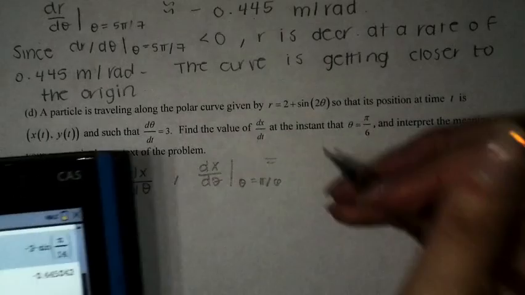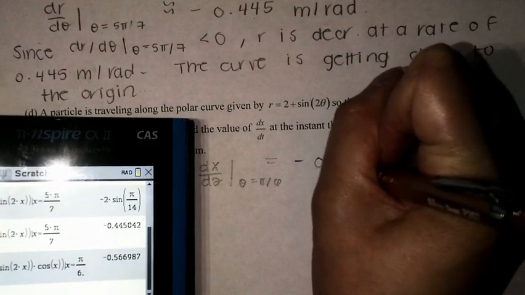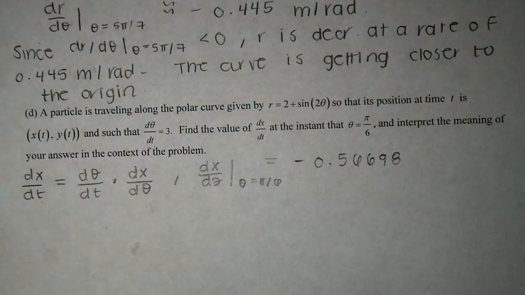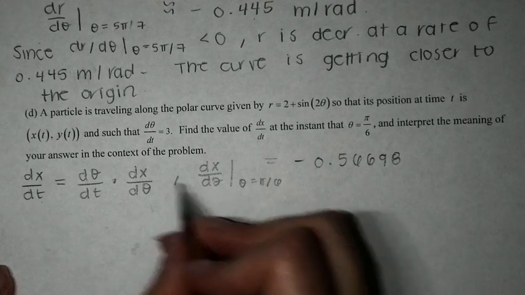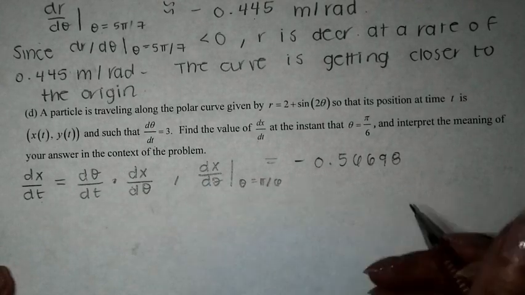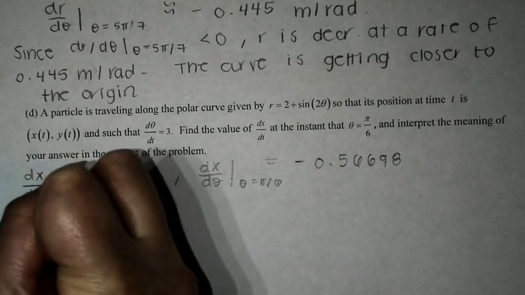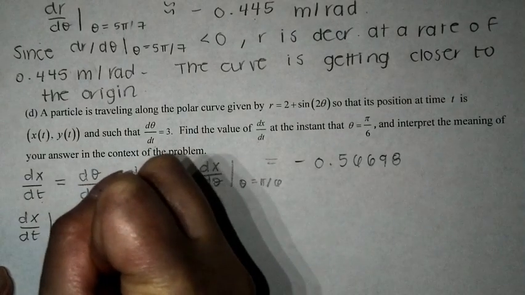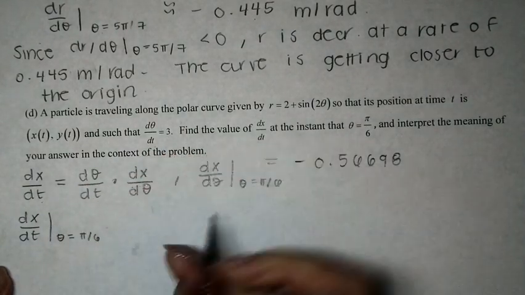0.566. Okay, so let's record that: negative 0.56698, and so on. So you have that, but that's not your final answer, that's only a piece. So what I know here is that you want to find dx/dt specifically when θ is equal to π/6. Do you agree with that?